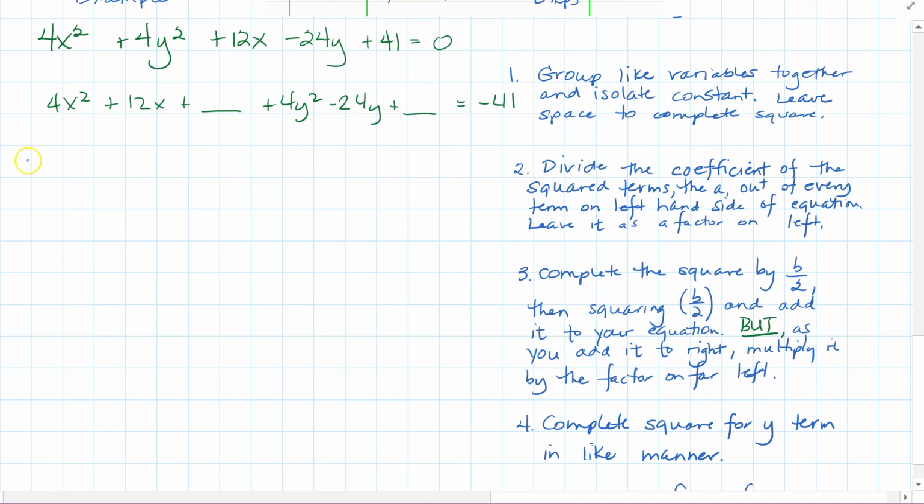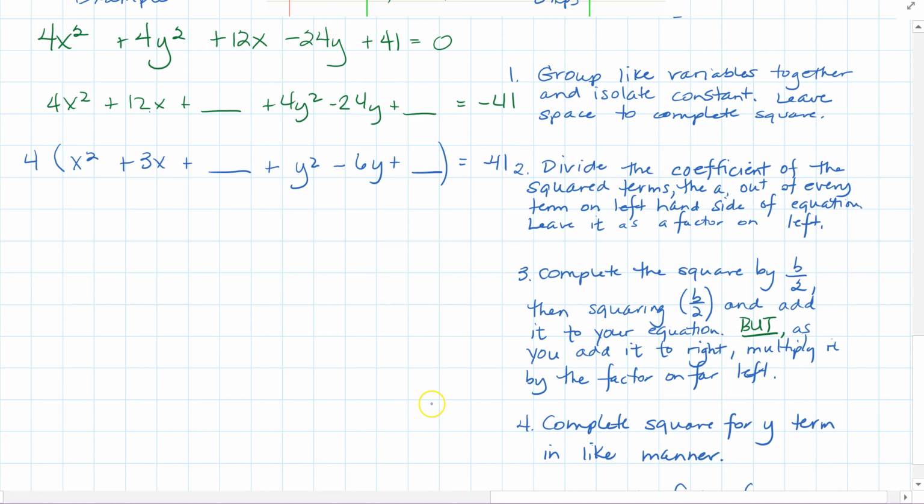So in other words, I'm going to factor 4 out of everything here, and I'm left with x squared plus 3x plus y squared minus 6y. And notice I did not factor it out of the right. I'm not factoring it out of the right.